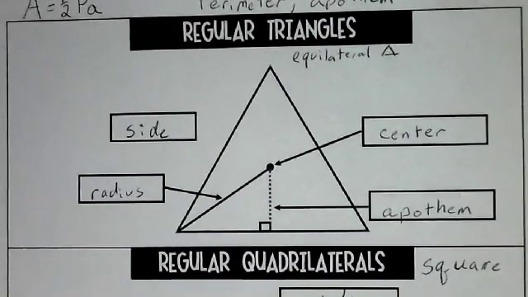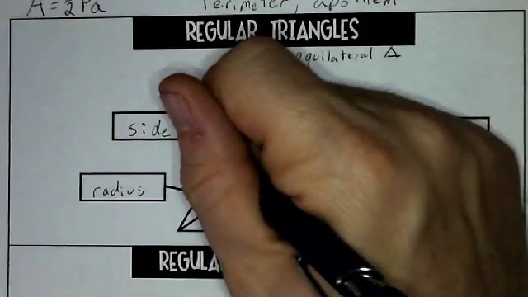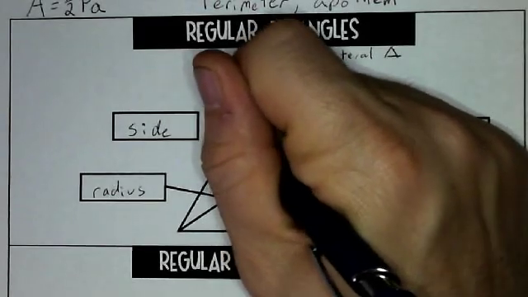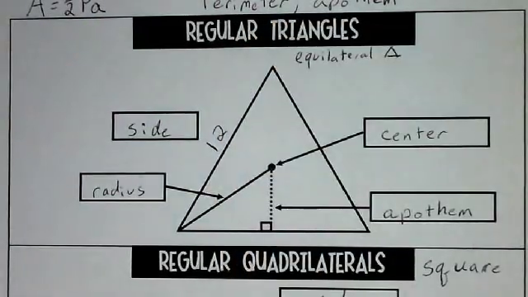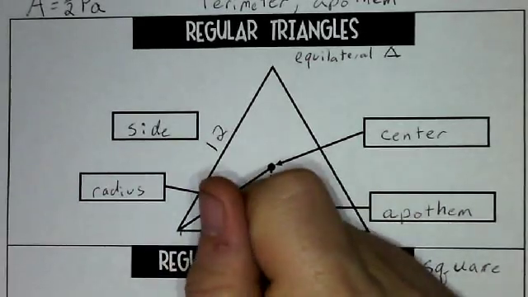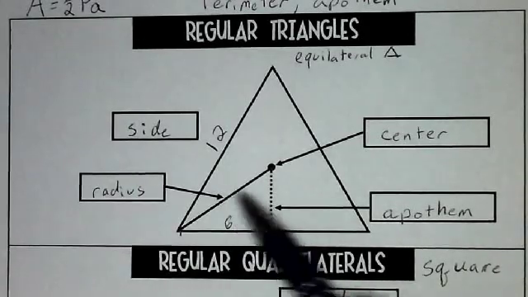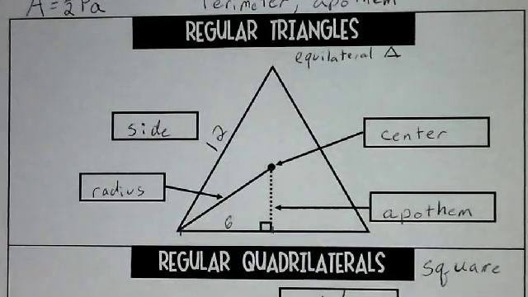So let's go ahead and look back at our triangle. And let's put some numbers over here. Let's say that this side is 12 units. Well, with it being 12 units, I know that this piece would be 6 units. And now, using that, I need to be able to figure out what my radius and apothem are.